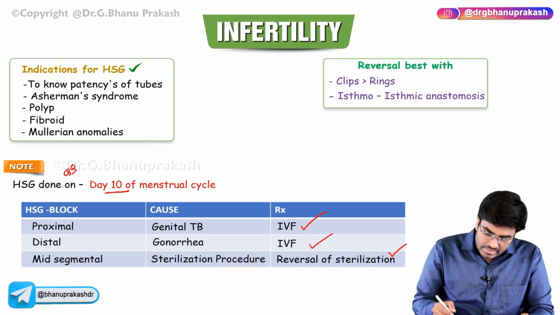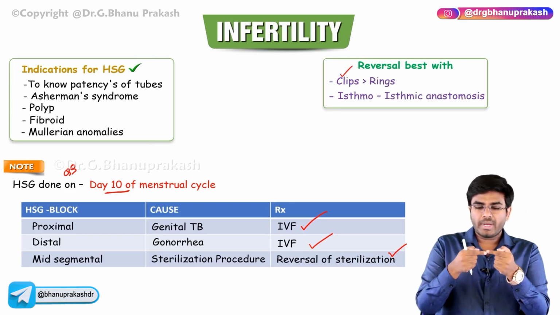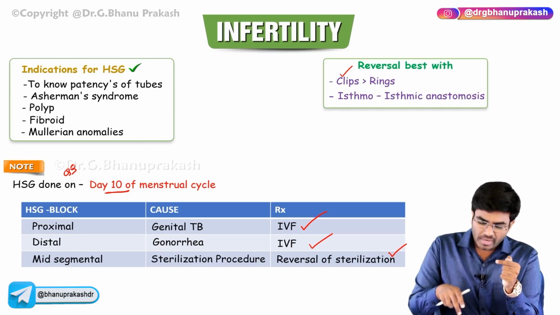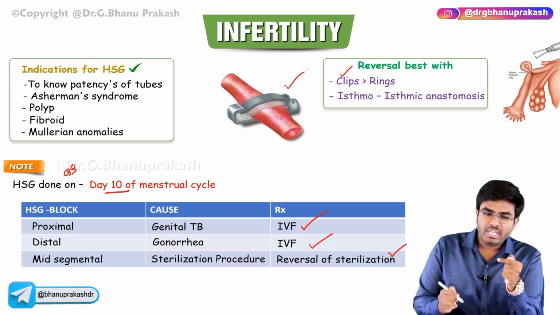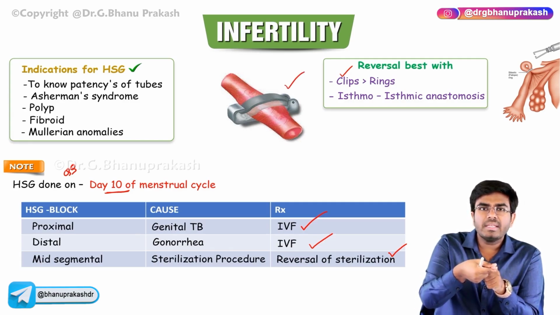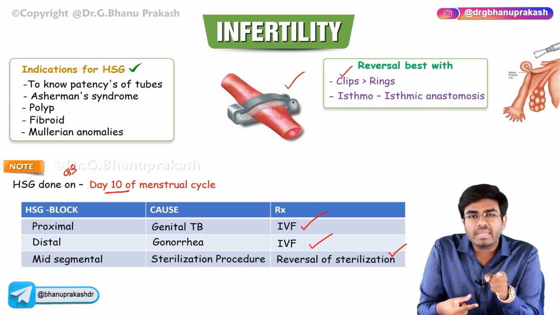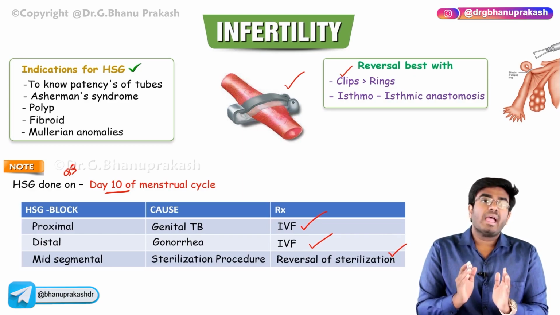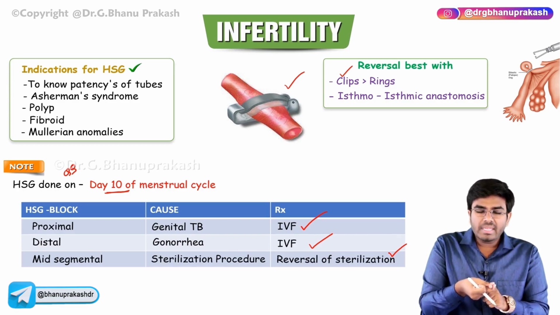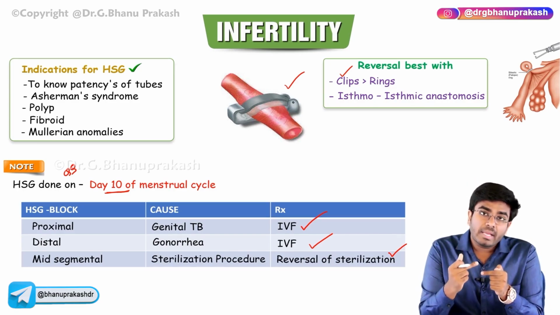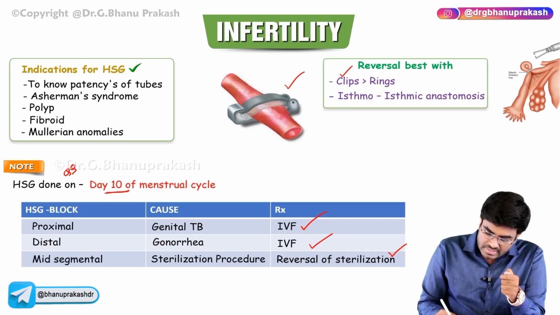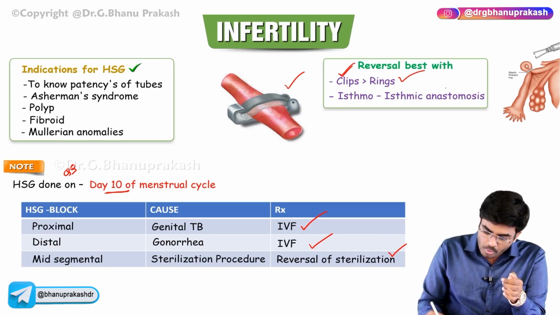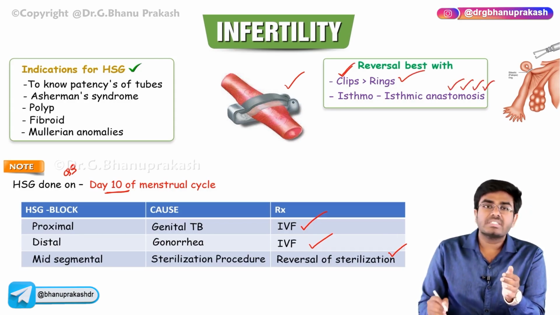Or if there are clips, I have done the tubectomy not by cautery. I have done the tubectomy with just simple clips. You know what exactly the clips are. If I am using a clip, I can simply release the clip so that again tubes will become patent. So surgery with clips will have the best outcome. Clips can be easily removed so that she will become fertile again. So MCQ: reversal is best with the clips. After clips, rings are best. Isthmo-isthmic anastomosis will have the best outcome.